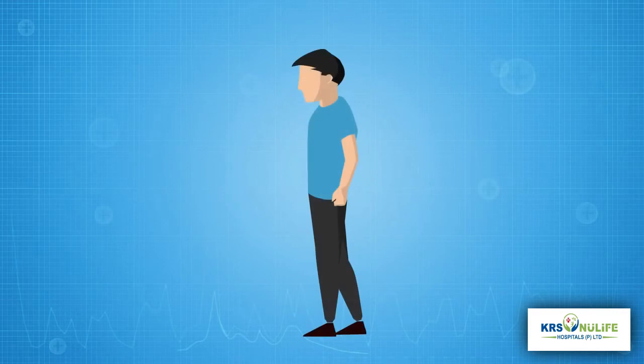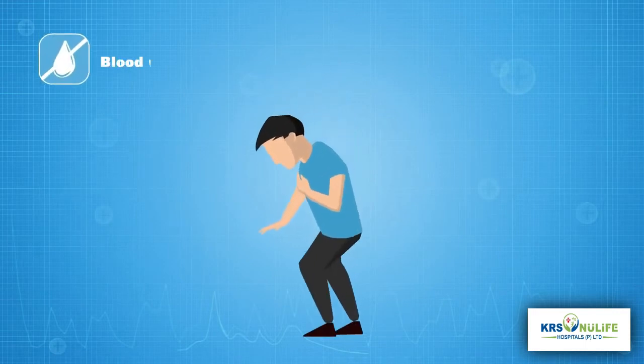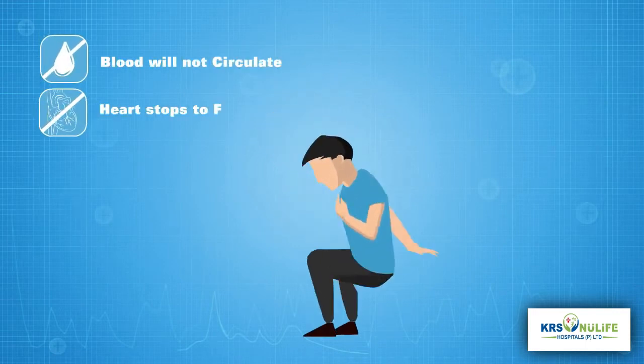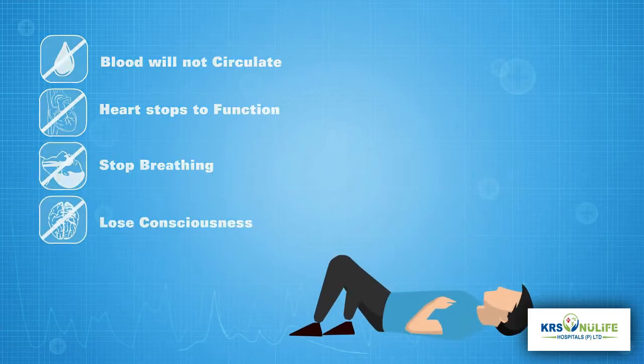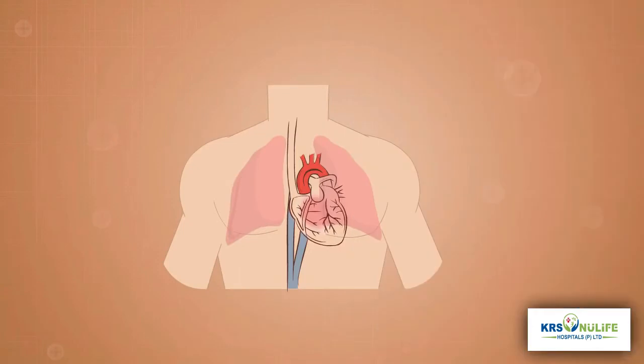When a person suffers cardiac arrest, the blood will not circulate and the heart stops functioning. They stop breathing and lose consciousness. Without oxygen being passed from the lungs to the bloodstream and then pumped around the body by the heart, the person will suffer irreparable brain and other vital organ damage and will die within minutes.